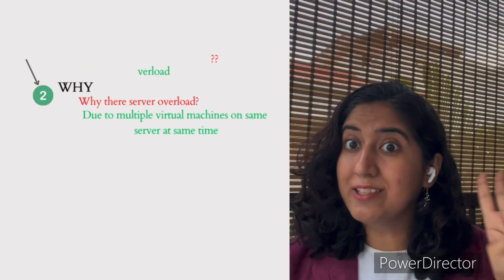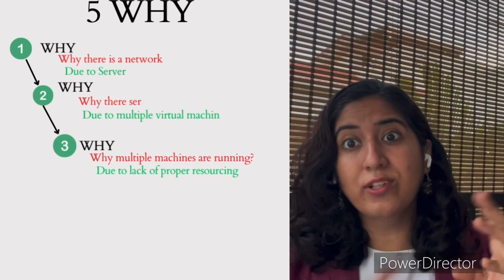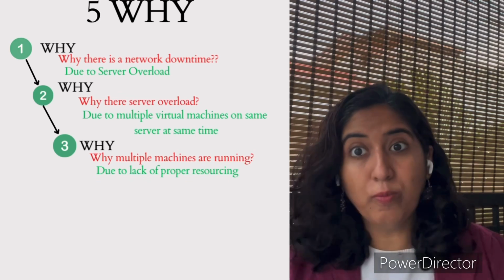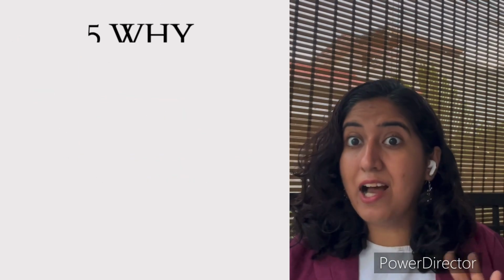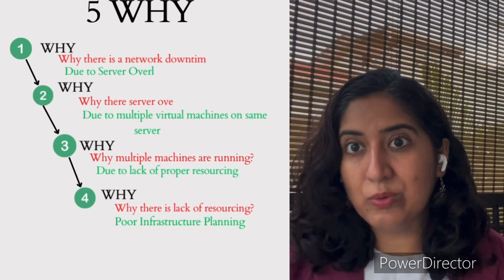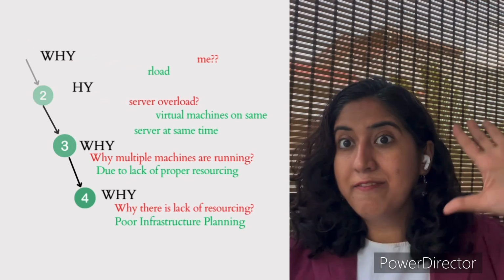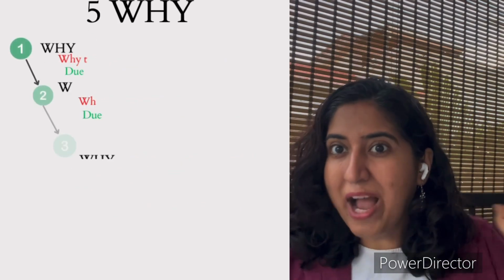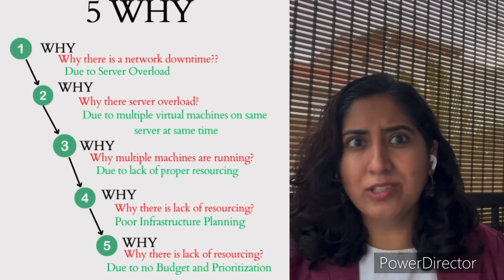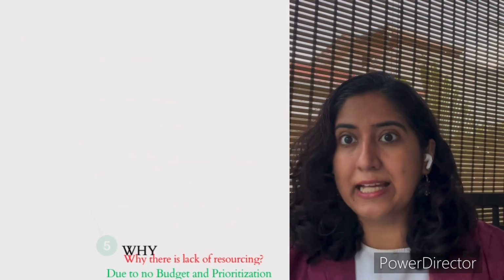Then you ask the third why. Why are there so many virtual machines running on the same server at the same time? Answer could be due to lack of proper resourcing or monitoring. Then we ask the fourth why. Why is there lack of proper resource allocation? Answer could be due to poor infrastructure planning, let's say. Fifth why will be why there is poor infrastructure planning. Answer will be due to lack of budgets, lack of prioritization, lack of management interest in the IT department.